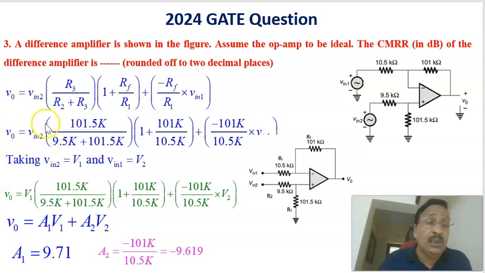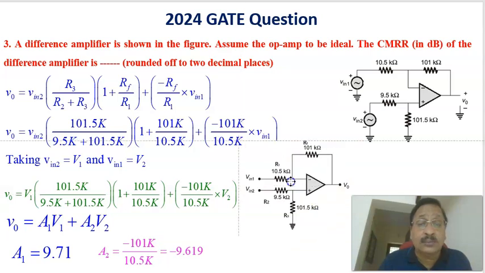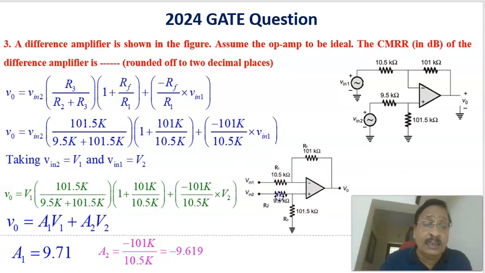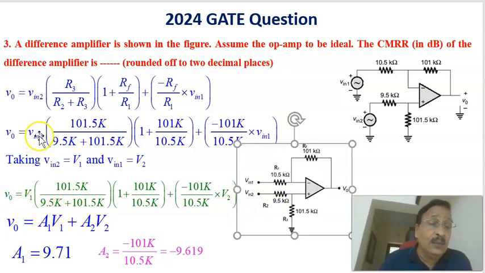Now V0 equals this. We are substituting the values of R1, R2, R3 and RF in this equation, and we are getting this equation. Now we are taking this Vi2 as V1 and Vi1 as capital V2. Therefore, I am rewriting this equation as V0 equals V1 into this much plus this into V2.